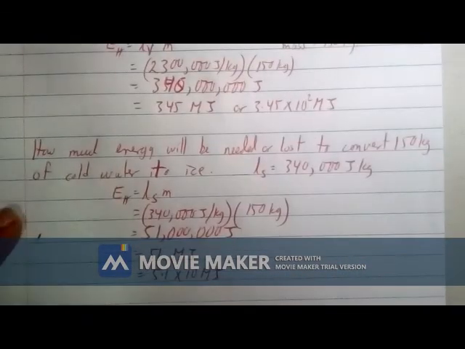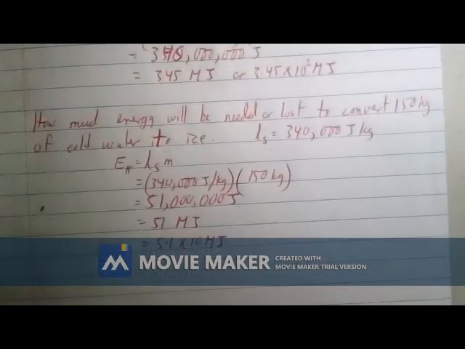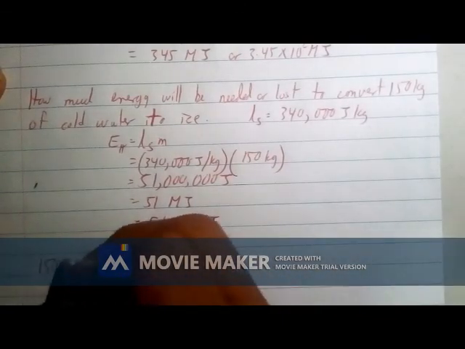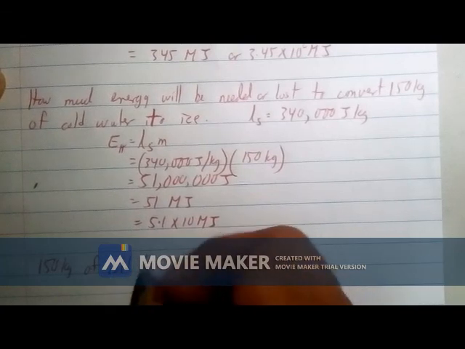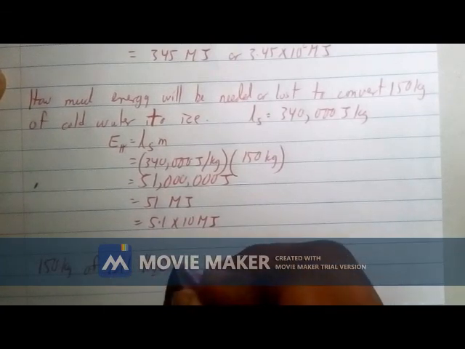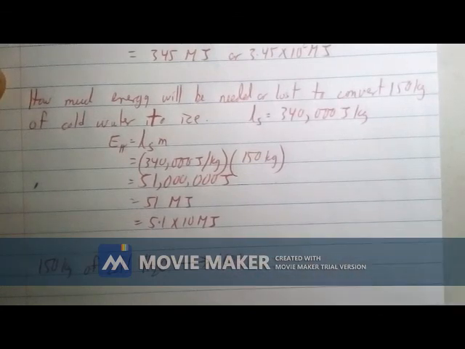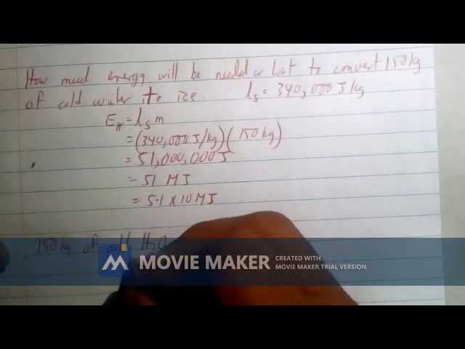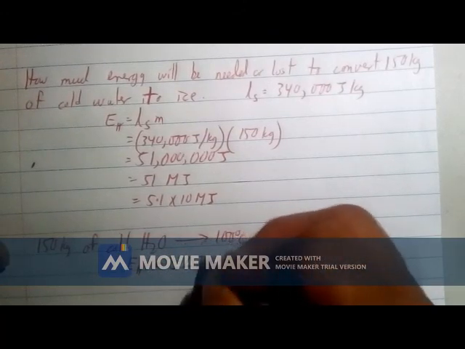Let's see. Remember here we have 150 kilograms. So let's say that we have 150 kilograms of cold water. I want that to heat up to 100 degrees Celsius. How much energy will it take? Well, heat energy is equal to mass times specific heat capacity times the change in temperature.